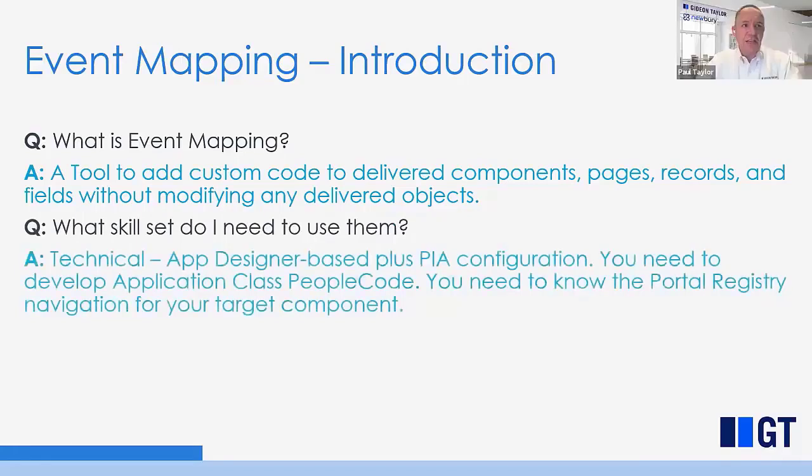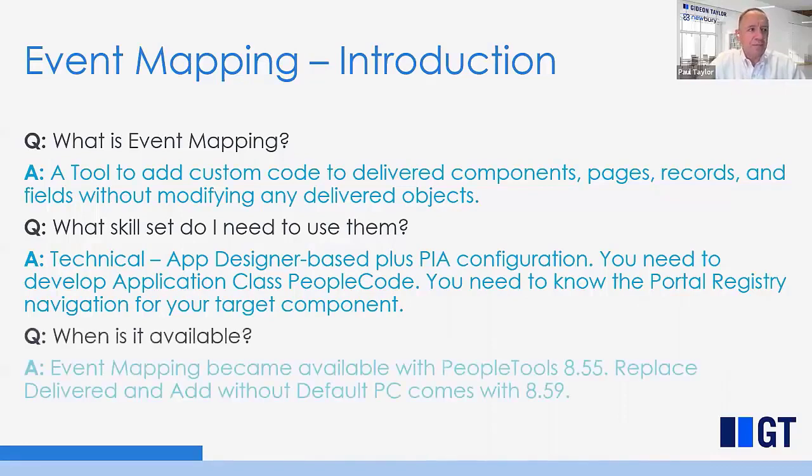The skill set that you need, this is a technical tool. So you're going to be doing work in App Designer plus configuration in PIA. You'll need to be able to develop application class PeopleCode, and you need to know the portal registry navigation for your target component, and we will show you how to find that as well.